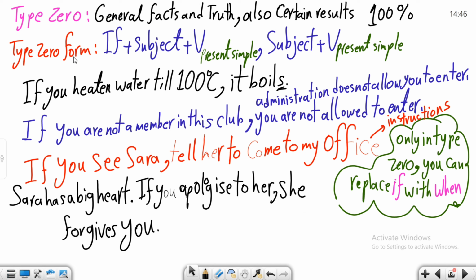We start from 0. And type 0 here, my friends, the form is if, subject, then verb in present simple, then we have this comma, and then subject plus present simple. So present simple is the tense used in both the if clause and the main clause. And the question is, why, when, where do we have to use type 0?